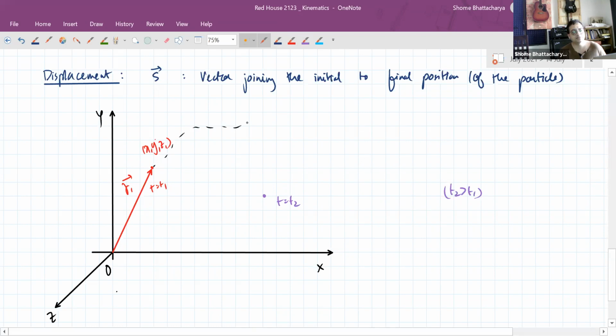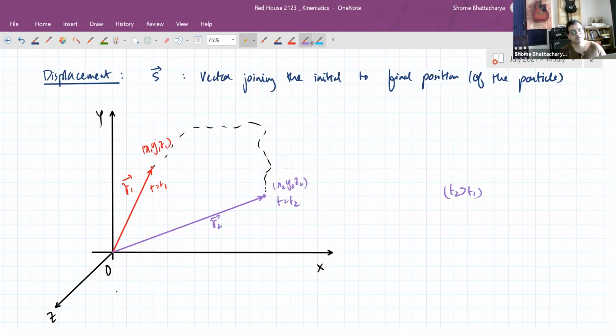It might have gone by some path like this. But that's not important as far as displacement is concerned. The displacement is just going to be the vector that joins the initial position with the final position. So now this is my position at time t2, this vector r2, which joins this point x2, y2, z2 with the origin.